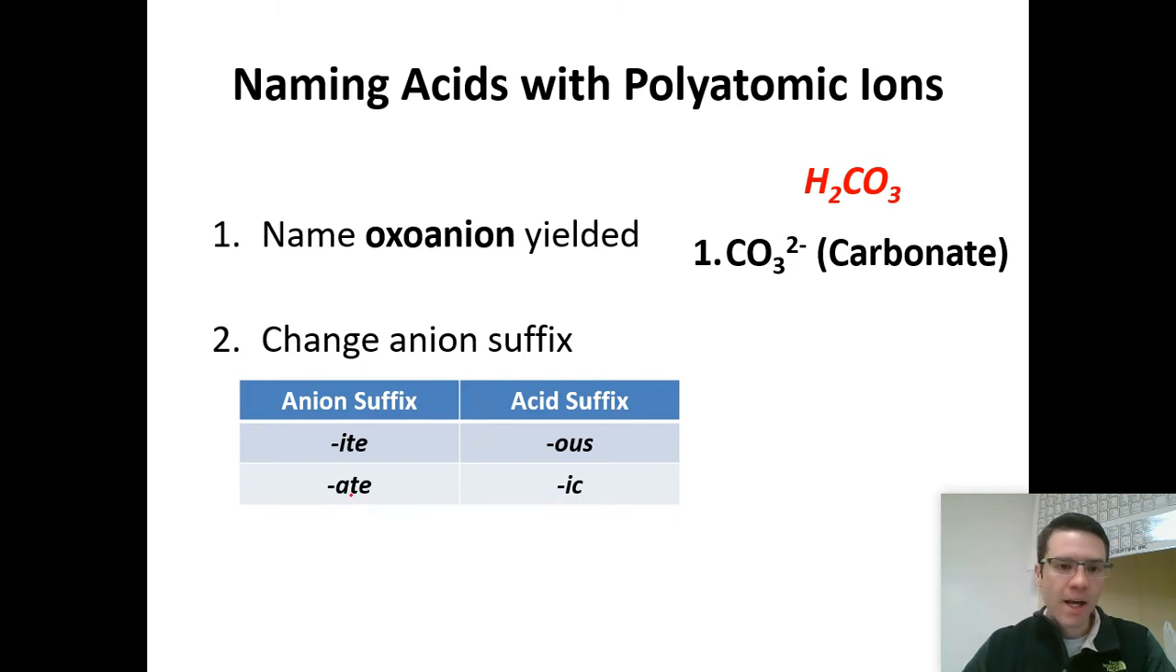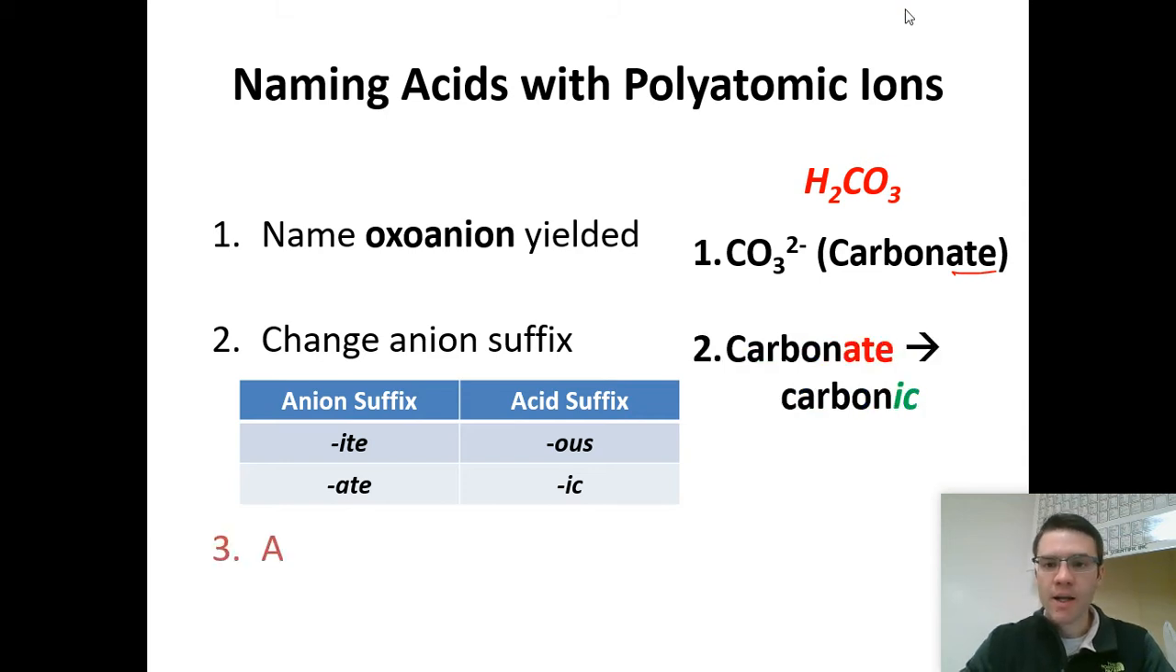And the way to remember that, I give you this little phrase: if you ate an acid, it would be icky. So ate changes to ic. And if our polyatomic ion has the ending ite, we change it to ous. In this case, we're ate, so we change it to ic. It becomes carbonic, and then we add acid after it, and we have it named carbonic acid.